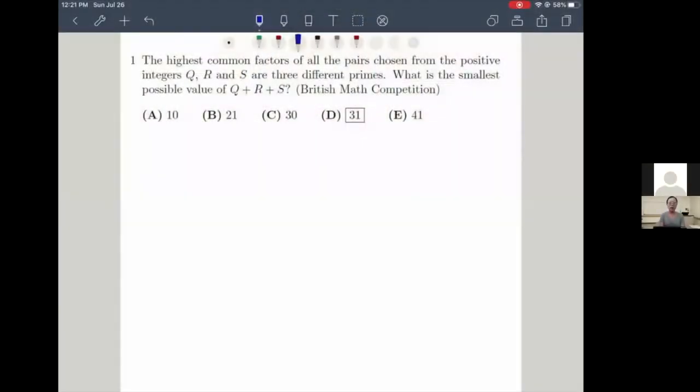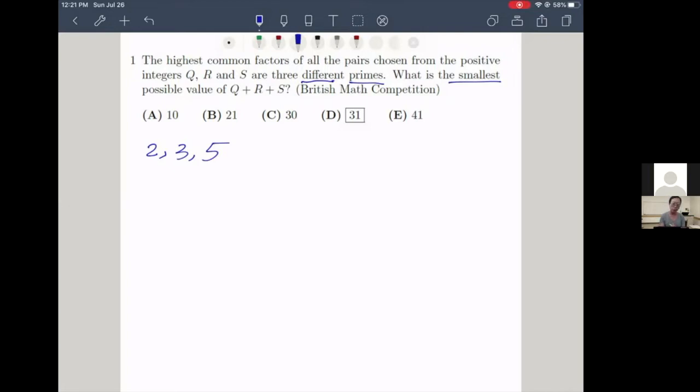Problem 1. The highest common factors of all the pairs chosen from the positive integers Q, R, S are 3 different primes. What is the smallest possible value of the sum of Q, R, S? Okay, so in order to have the sum to be the smallest, we want the individual numbers to be the smallest. Of course, their factors should also be the smallest. What are the smallest primes? Of course, we know they are 2, 3, and 5, right? And each of them is shared by 2 numbers. So we can use 2, 3, 5 to construct Q, R, S.